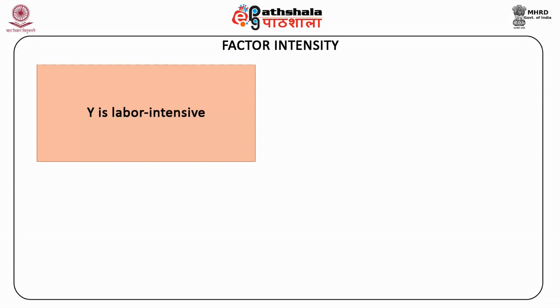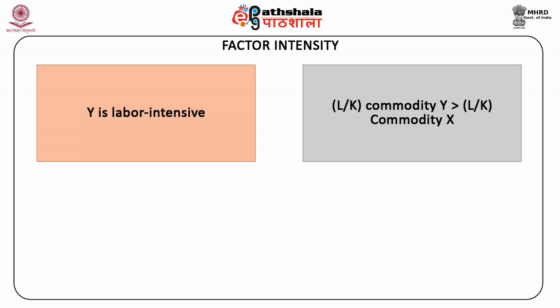This is equivalent to saying that the labor capital ratio, that is L by K, used in the production of commodity Y is greater than L by K used in the production of commodity X. That is, L by K for commodity Y is greater than L by K for commodity X. Or, in other terms, K by L for commodity X is greater than K by L for commodity Y when defined in terms of capital labor ratio.